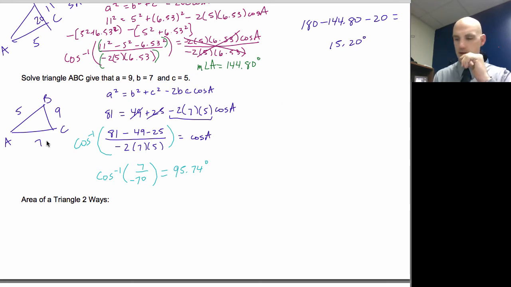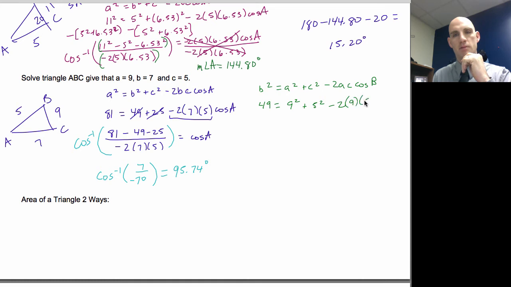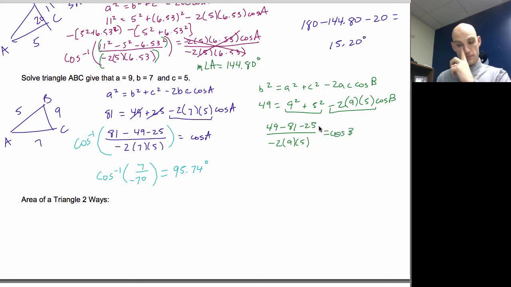Let's do it again. So which one do you want to pick? Well, I'm gonna just go straight down the line. B squared equals A squared plus C squared minus 2AC cosine of B. Let's fill them in again. 49 equals 9 squared plus 5 squared minus 2 times 9 times 5 times the cosine of B. So I'm going to subtract all this. So 49 minus 81 minus 25 divided by this whole piece here, minus 2 times 9 times 5 equals the cosine of B.